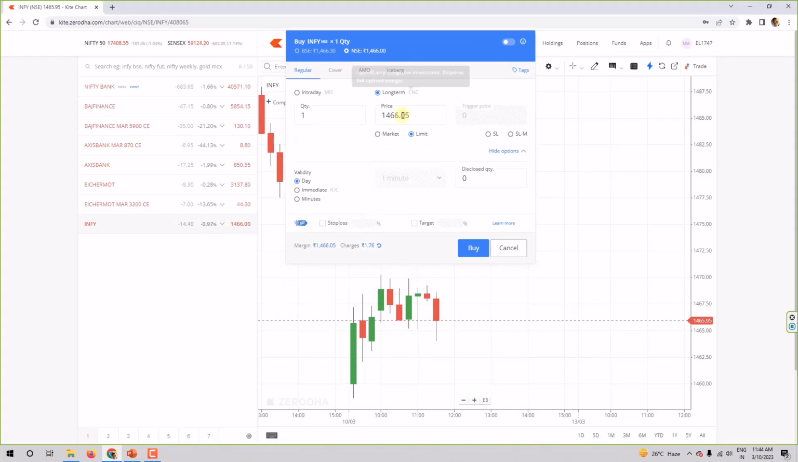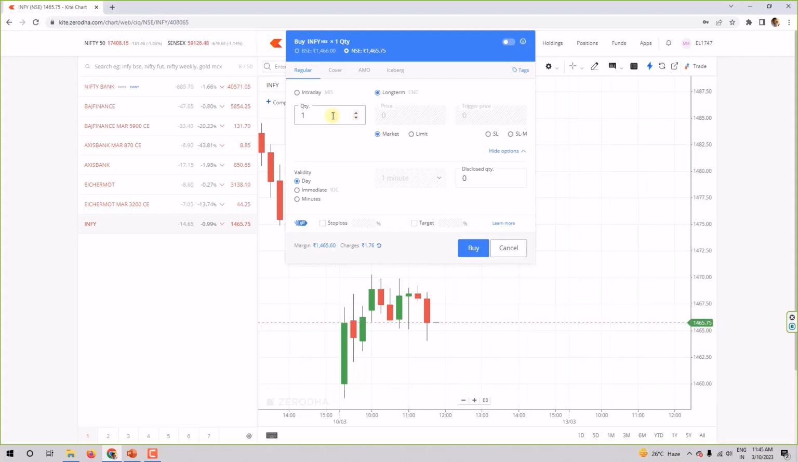So let us say I want to buy this. Now, long term, market and limit. Market order means you want to buy the stock right away, at whatever price it is being traded at. Currently it is 1465. So by the time you press the buy button, at whatever price the stock is being traded, at the same price the stock will be bought and credited to your account.